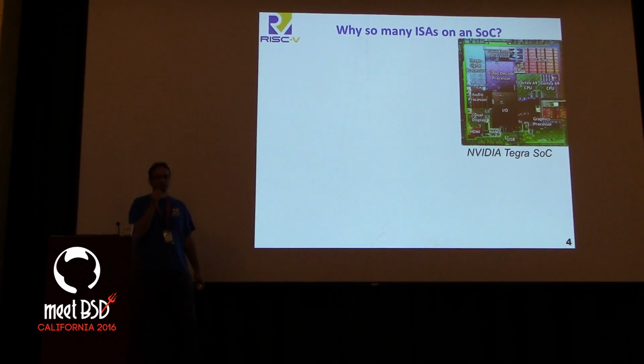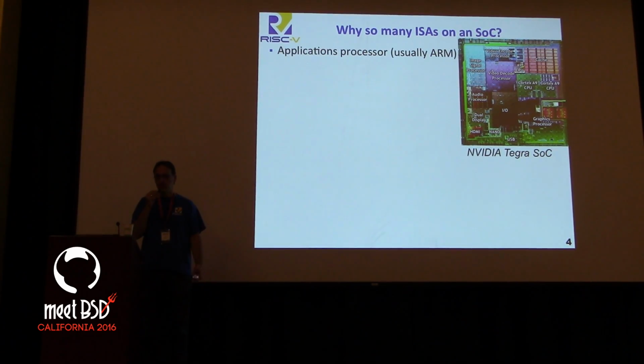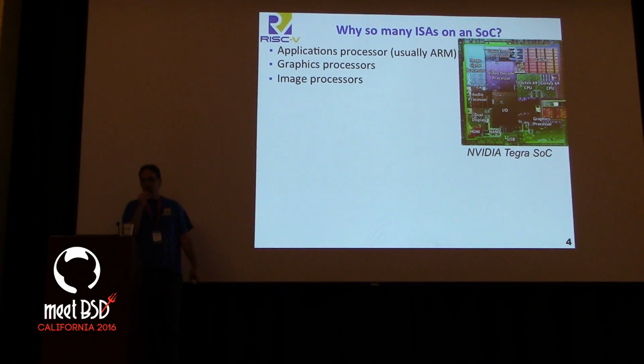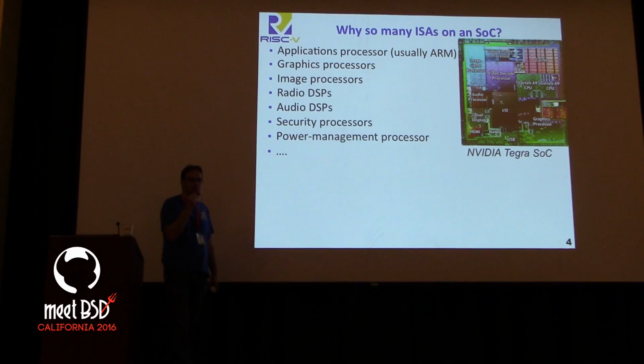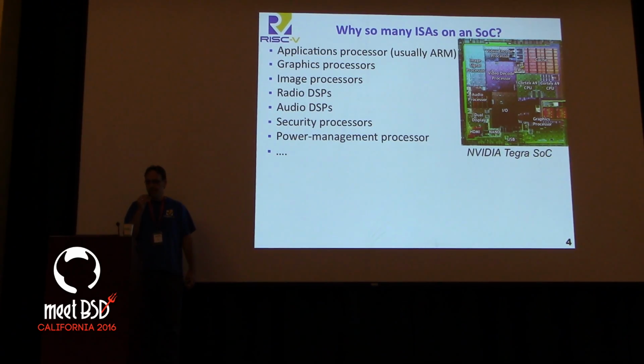Now, just to complicate things a bit more, this might be interesting to some of you who haven't looked inside: in a system on a chip these days, there are many, many different ISAs. x86 and ARM might be the ones that you see, but if you look inside a modern SoC, as well as that applications processor, which is usually ARM these days, you'll find graphics processors, image processors, radio DSPs, audio DSPs, security processors, power management processors, lots and lots of little processors on that die. And it's not unusual to have 15, 16, 20 different instruction sets on one chip these days in all these different cores. So, why are there so many?